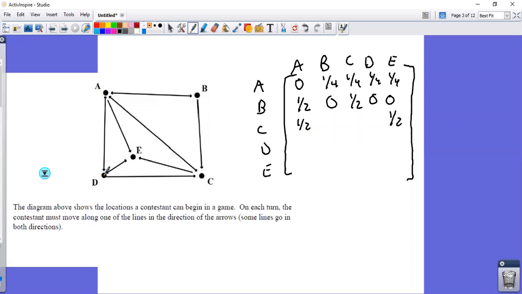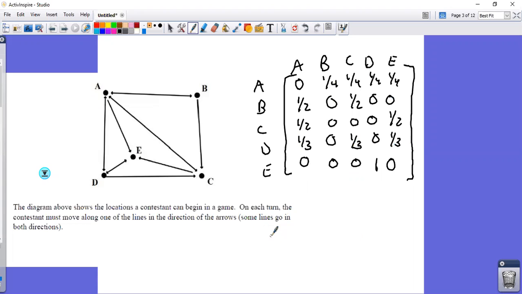So D can go to A, can go to E, can go to C. 3 possibilities, so yes to A, yes to E. Oh, those should be zeros. And yes to C. And again, if you add up going across, it's always got to add up to 1 in these transition matrices. So finally, E can only go to D. So if you're at E, you only have one option. So it'd just be 1. You have to go to D. The rest of them you cannot. So that's the transition matrix.